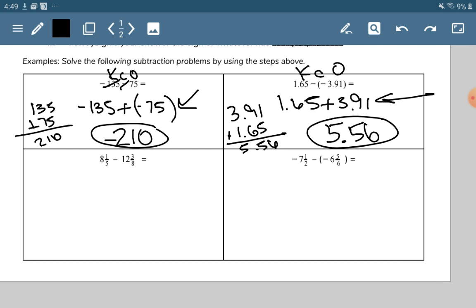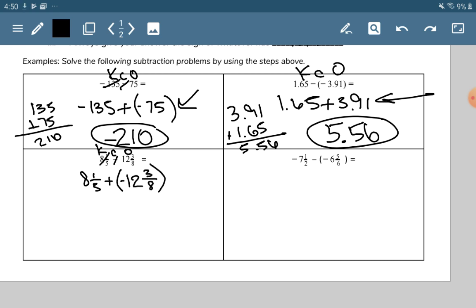Two left. I have 8 1/5 minus 12 3/8. And whenever I say minus, you rewrite it. So I'm going to keep this 8 1/5. I'm going to cross off as I go. I'm going to change that subtraction to addition. And I'm going to make that last number the opposite. Since I've crossed off as I've gone, it's very obvious that that's a positive 12 3/8. So to be the opposite, it would be a negative 12 3/8.